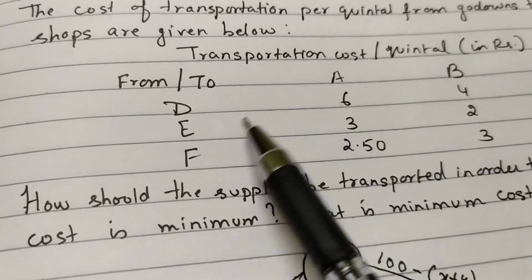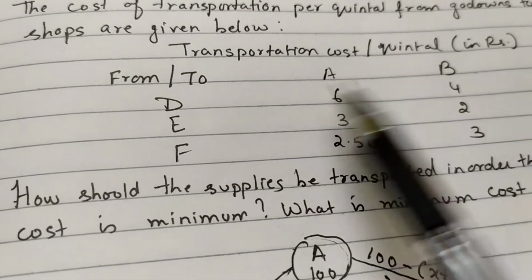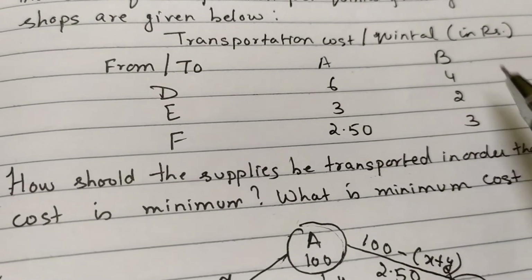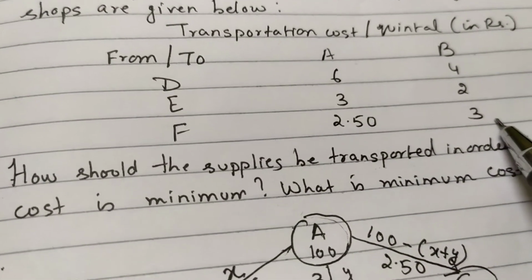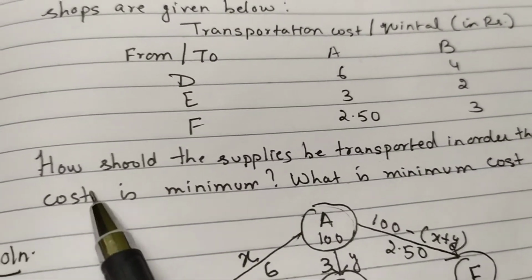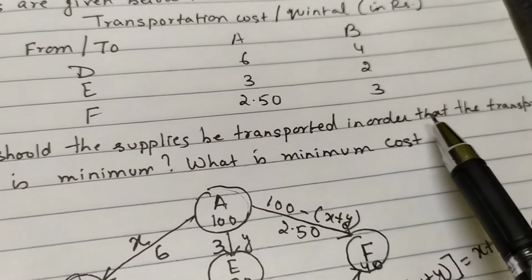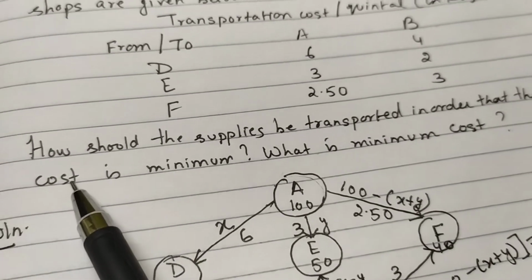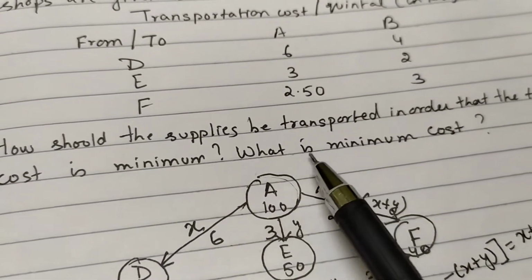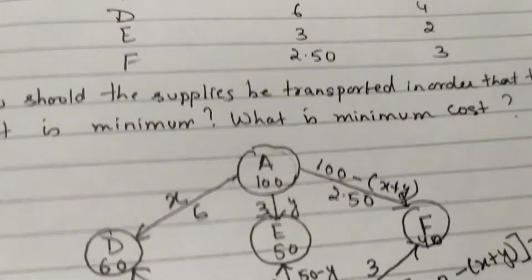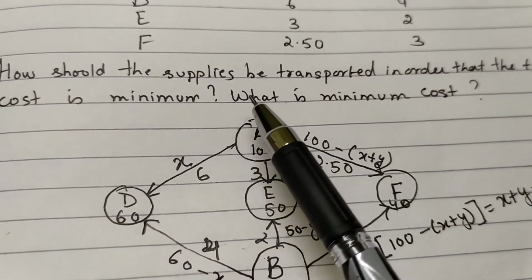Similarly, from A to E rupees 3 per quintal, B to E is rupees 2, A to F is rupees 2.50, and from B to F it is rupees 3 per quintal. How should the supplies be transported in order that the transportation cost is minimum? What is the minimum cost? So we have to find that.